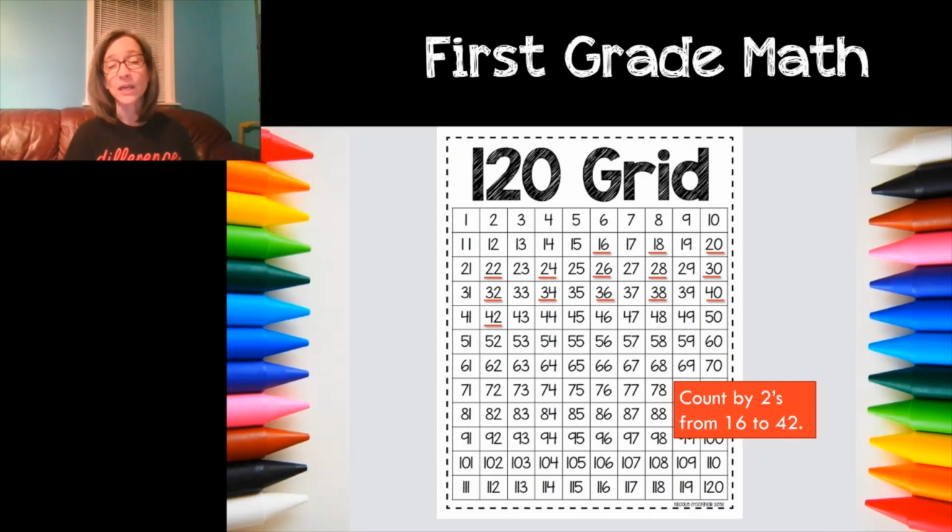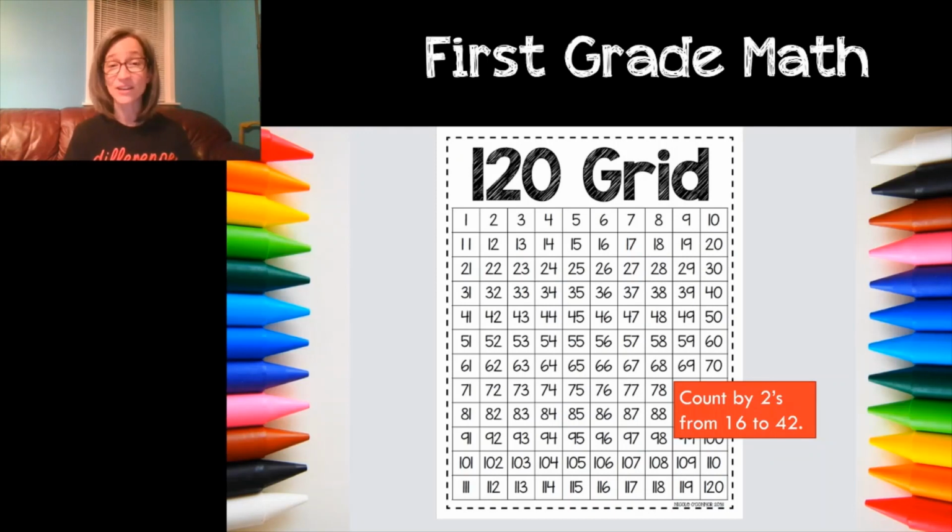And just like we can count forward by ones and backward by ones, we can count forward by twos and backward by twos. So this time let's count back from 42 to 16. 42, 40, 38, 36, 34, 32, 30, 28, 26, 24, 22, 20, 18, 16.